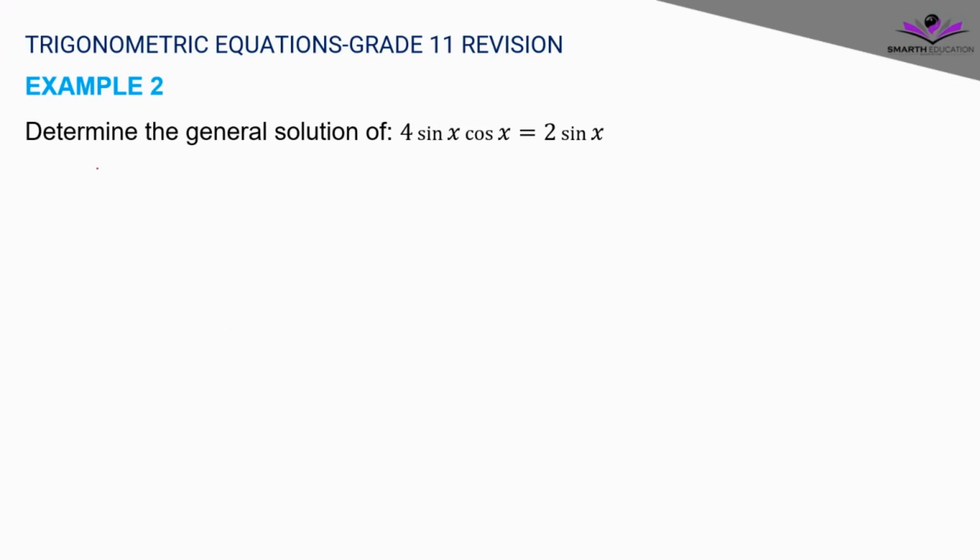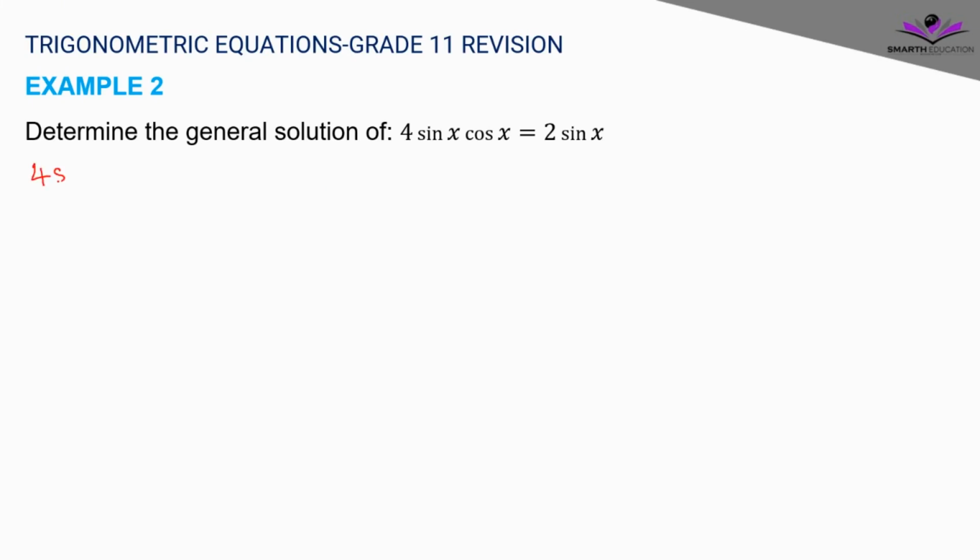Let's do example 2. Determine the general solution of 4 sin x cos x is equal to 2 sin x. Remember that sometimes you may be required to factorize a trigonometric equation in order to solve it. So you have to remember all your factorizations: the highest common factor, trinomials, grouping in pairs, difference of two squares. You have to remember those.